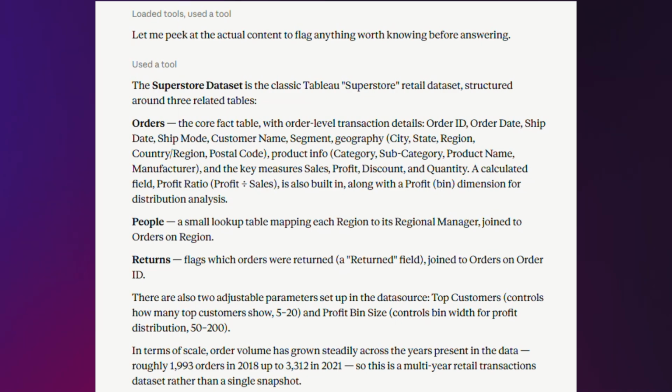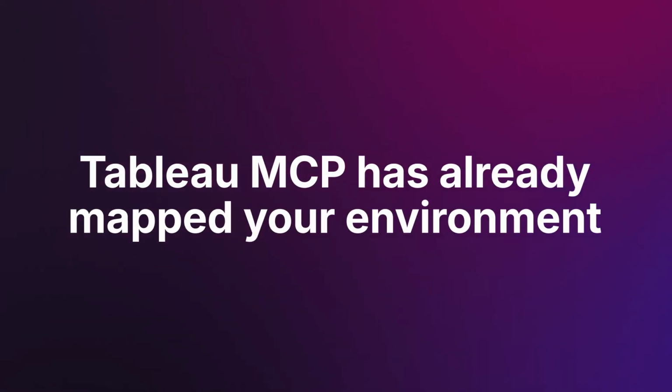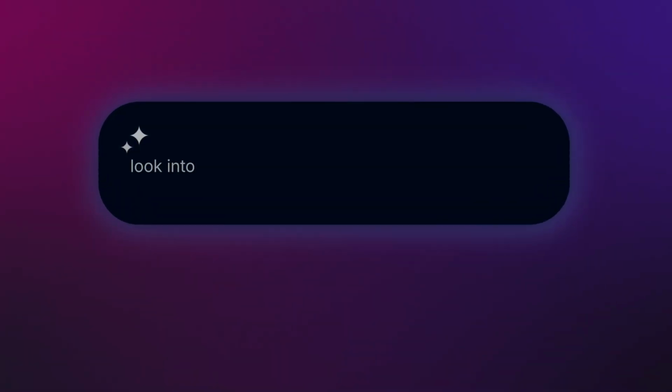That's what makes everything after this possible. Before a single business question gets asked, Tableau MCP has already mapped your environment. What exists, what's being used, and what's inside it. Now the first real question.